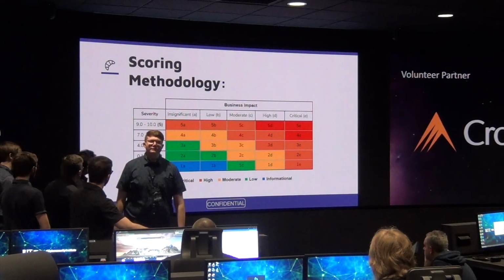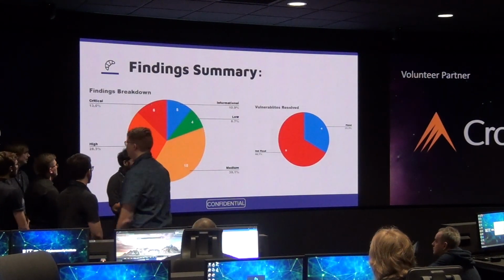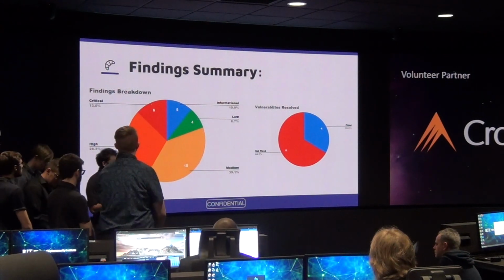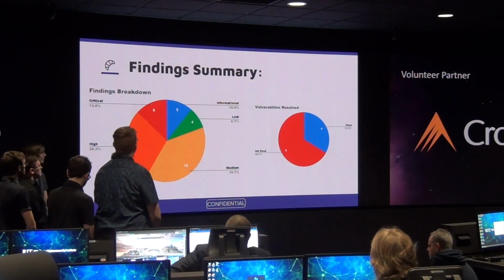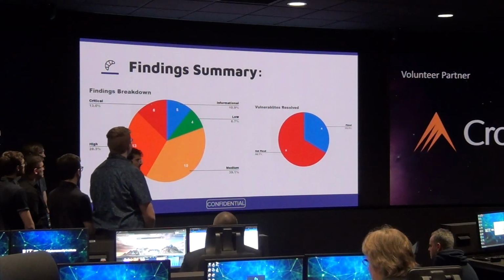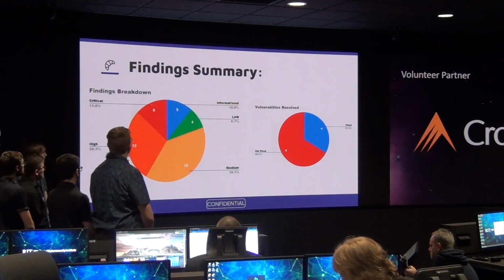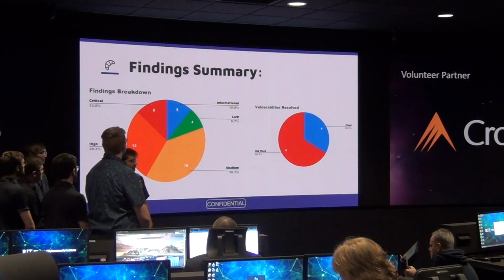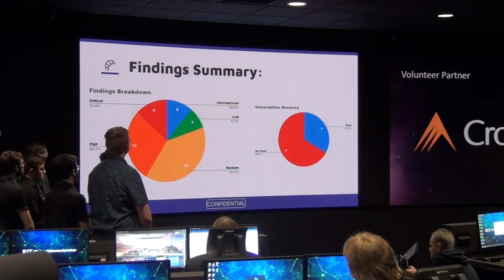Thank you, Alex. Okay, now let's talk about the findings that we found. Team 11 found a total of 46 vulnerabilities, 6 of those being critical, 13 high, 18 moderate or medium, 4 low, and 5 informational.